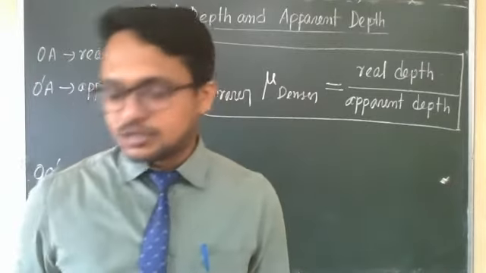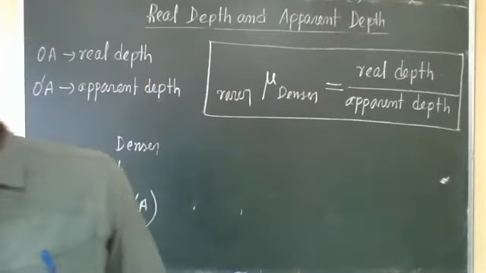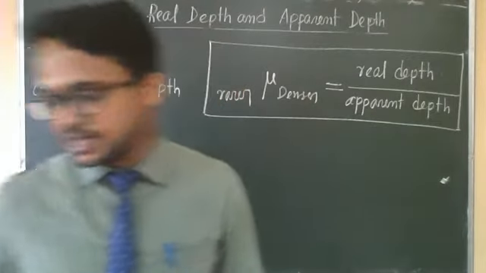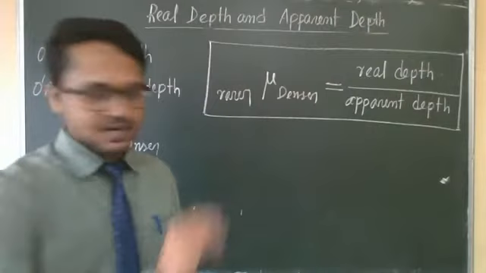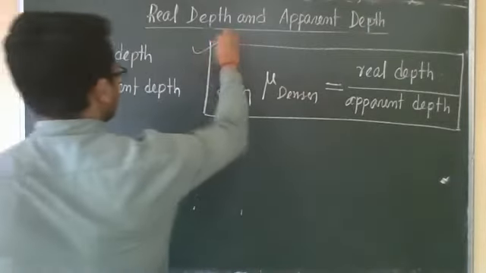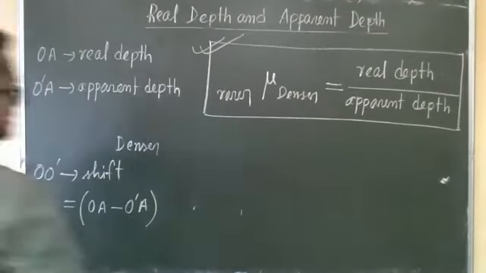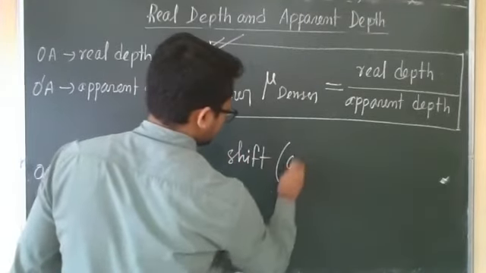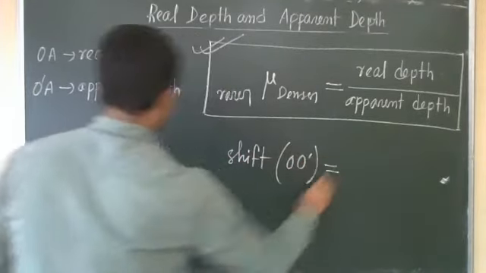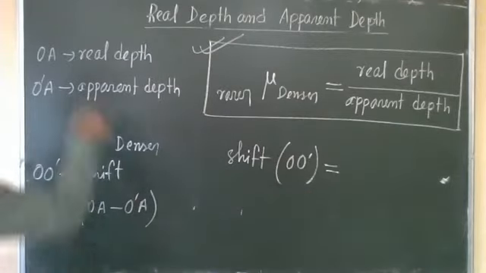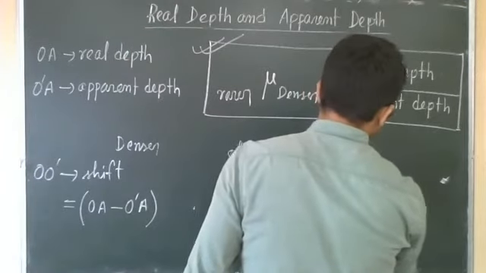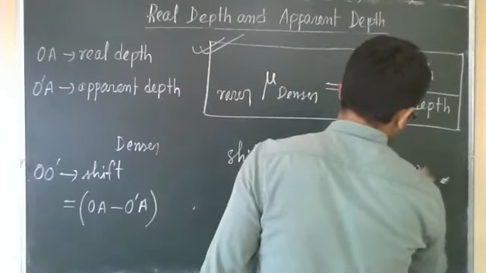One blue box is there: mu of denser medium with respect to rarer medium equals real depth by apparent depth. Direct formula, very important. Second, shift. Already we have written here OO prime, that is OA minus OA prime. OA means real, OA prime means apparent. So shift is real minus apparent.